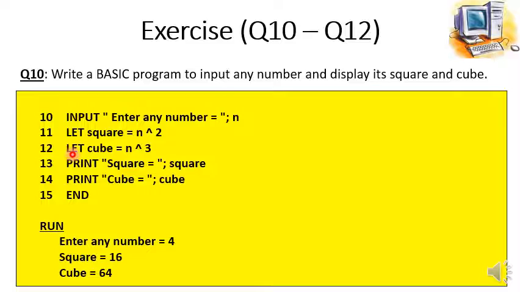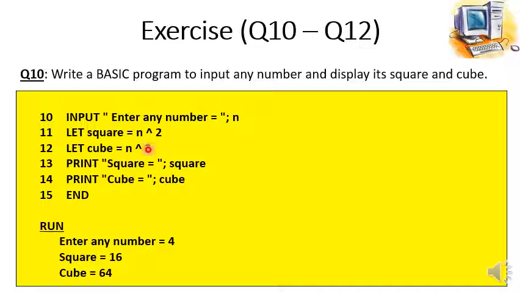In the same way, in the next statement we are declaring a variable let cube by using the let keyword, and it is n power 3, which means n cube. Instead of it, you can also write n multiplied by n multiplied by n. Further, in the next two statements we will be using the print statement to print the value of square and cube of that number, which is very simple. And at the end we will write the end keyword to finish the program.